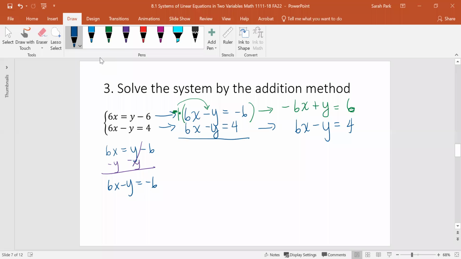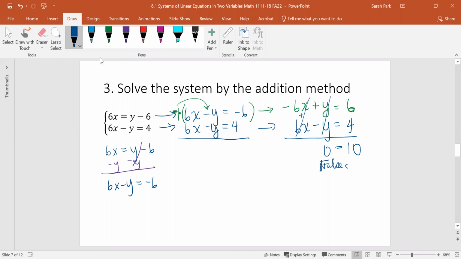Okay, now that we have these two equations, we're going to add like terms, negative 6x and 6x. It looks like they cancel out. That cancels out. So we got 0 equals 10. Okay, when is 0 equal to 10? This is never true, right? This is a false statement. All right, it's never true.